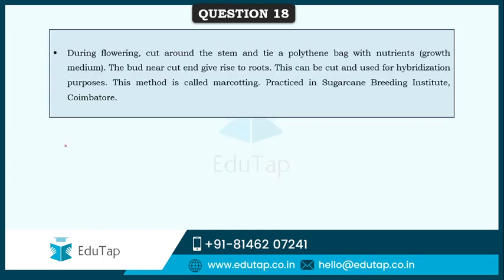Marketing is followed in sugarcane, especially by Sugarcane Breeding Institute, Coimbatore. So what they do is, during flowering, they cut around the stem a little bit below the inflorescence and tie a polythene bag with nutrients, that is growth medium. The bud near the cut end gives rise to new shoots, and these shoots can be cut and used for hybridization purposes. This method is called marketing, and this is followed in sugarcane, especially by Sugarcane Breeding Institute, Coimbatore.